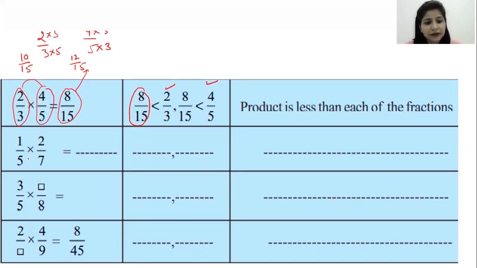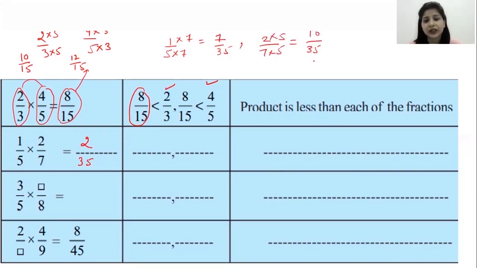Okay, so 1 upon 5 and 2 upon 7, I'll get the answer as 2 upon 5 sevens are 35. Now 2 upon 35 is there. To make 1 upon 5 with a denominator 35, I will get 7 upon 35. And similarly 2 upon 7 is there. To make the denominator 35, you see, we get 10 upon 35. Both of these are greater than 2 upon 35.